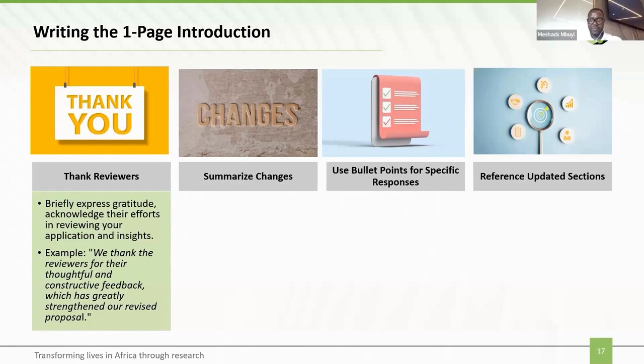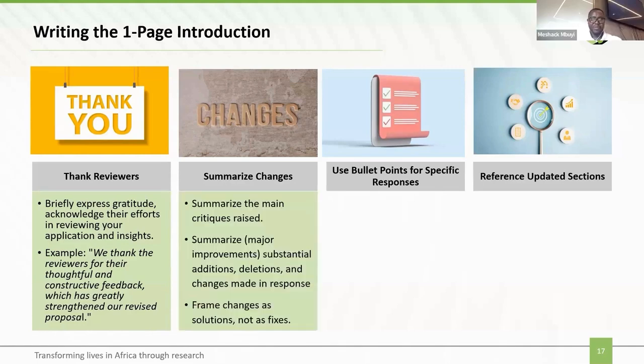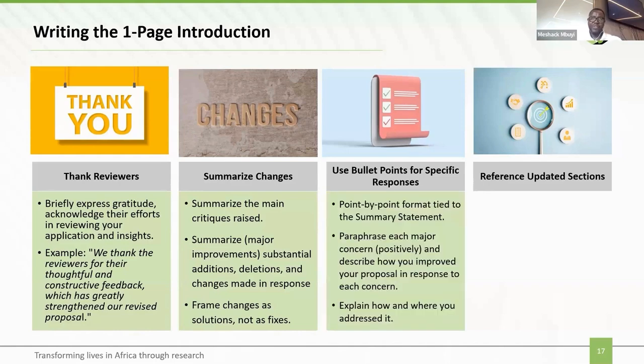After thanking the reviewers, you need to summarize the changes. So you summarize the main critiques that they raised. You then also summarize what improvements you've made, and then frame the changes that you've made as solutions and not as fixes. Then you need to go bullet by bullet based on the comments that they gave you. Sometimes these comments also come in the form of bullets. You also need to respond in that manner. Bullet 1, this is the issue, this is the way I've responded, and like that.